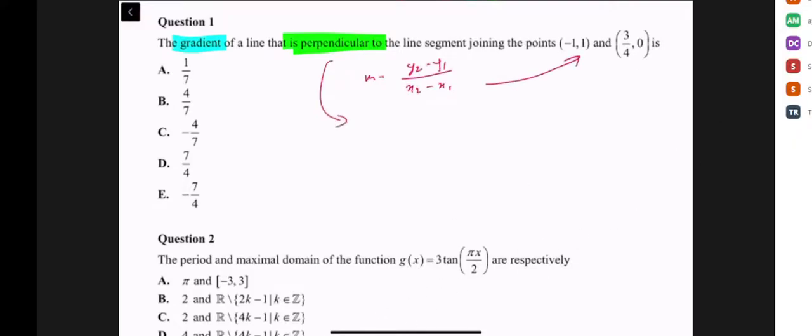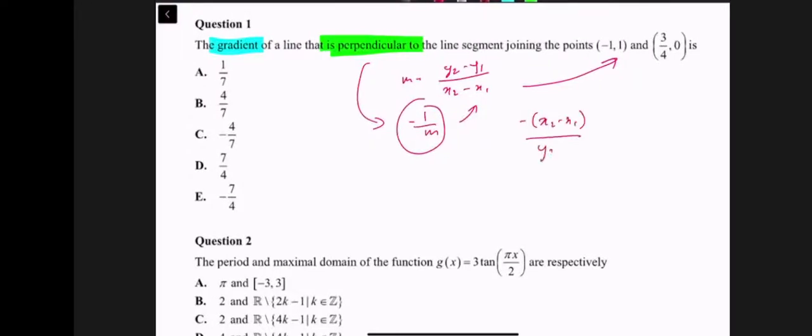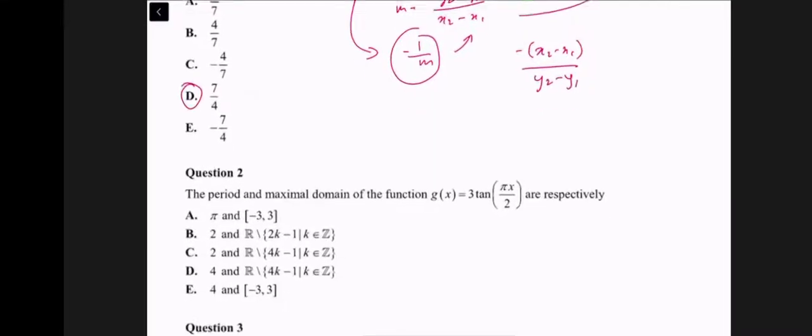And then to find the perpendicular one, you could just do 1 on m. Or if you wanted to do this straight up, you could just do minus (x2 minus x1) over (y2 minus y1). Either way is correct, and the answer should be D.